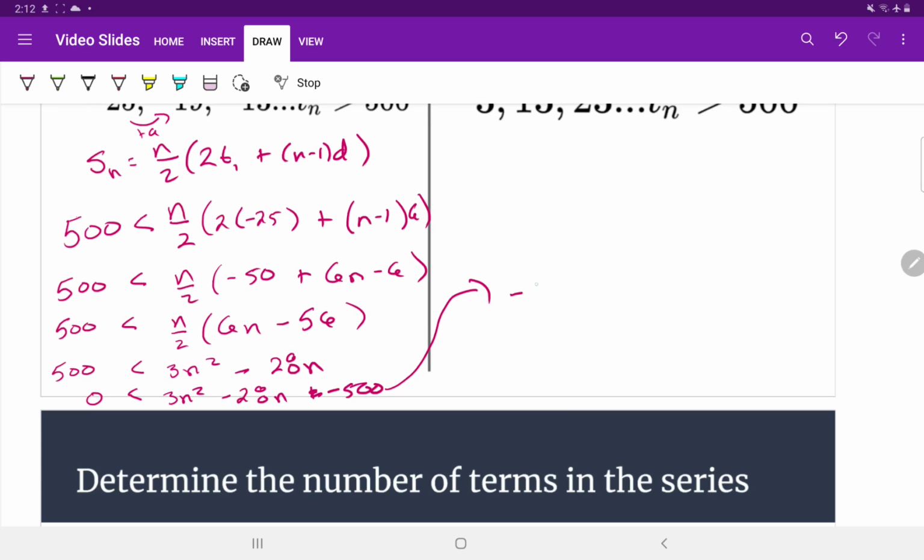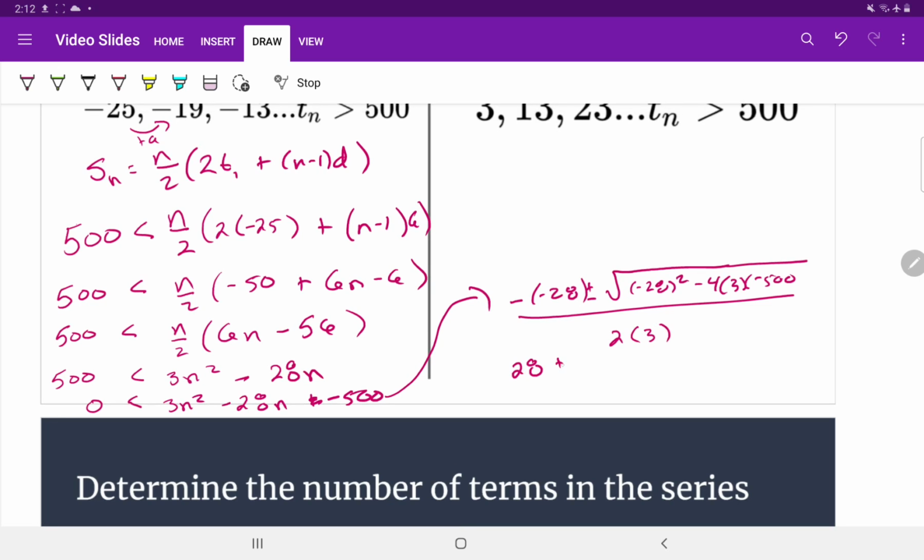So I'm going to go -28 plus minus the square root of b squared, so -28 squared minus 4 times 3 times -500, all over 2 times 3. So I'm going to have 28 plus minus the square root of, let's see if I can do this in one shot, so 28 squared plus 4 times 3 times 500. It's going to give me 6784, all over 6.